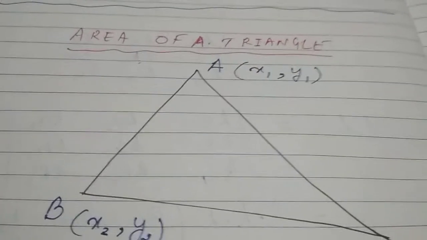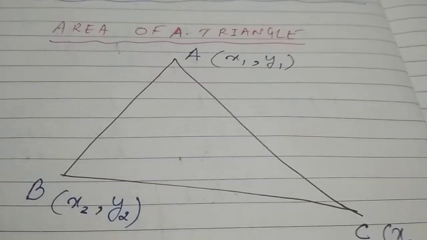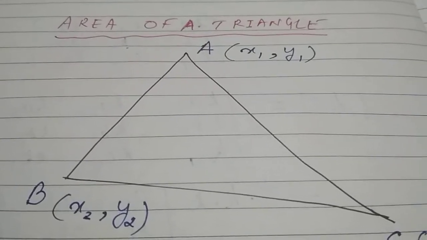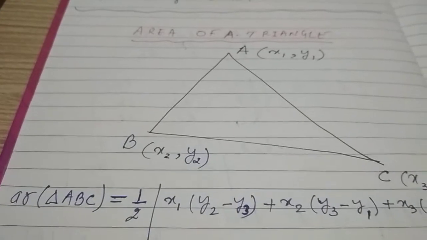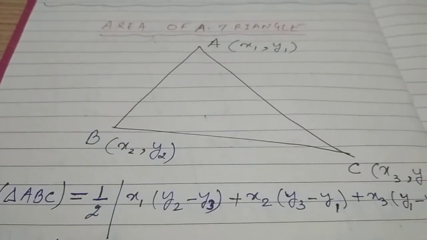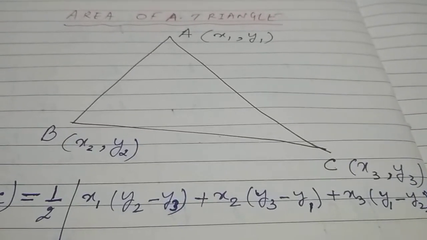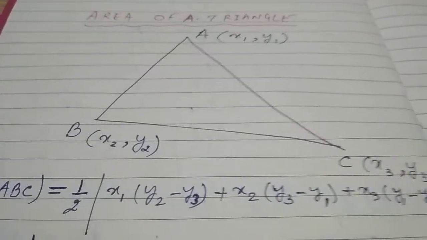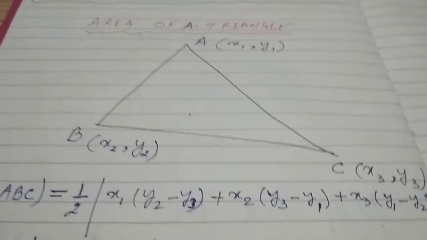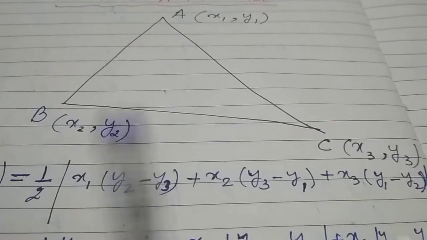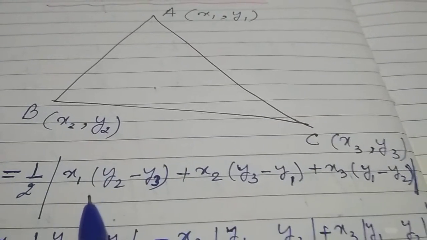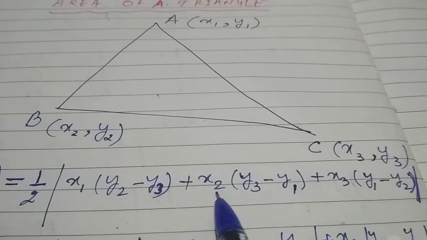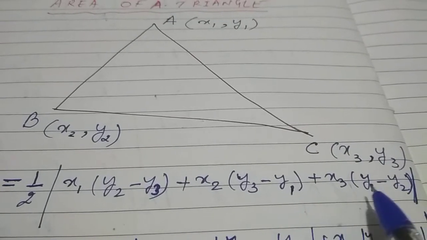We have a new concept in determinants, area of triangle. In 10th standard you must have learned this formula: area of triangle is equal to half times this coordinate expression. If the coordinates of vertices ABC are given, then in terms of its coordinates we can write it like this: half of modulus of x1 (y2 minus y3) plus x2 (y3 minus y1) plus x3 (y1 minus y2).